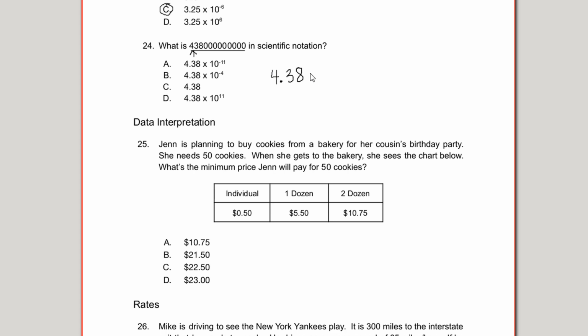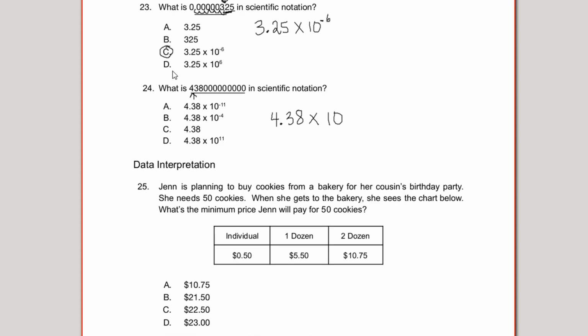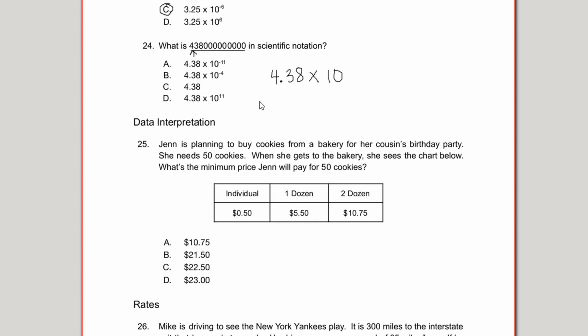4.38 times 10. Also, look at our answer choices here. We know it's going to be 4.38 something, but we just don't know the exponent. If we looked back at question 23, there was some variety in what that number is going to be, and we know it's going to be the 3.25, or you should know 3.25. Back to question number 24.